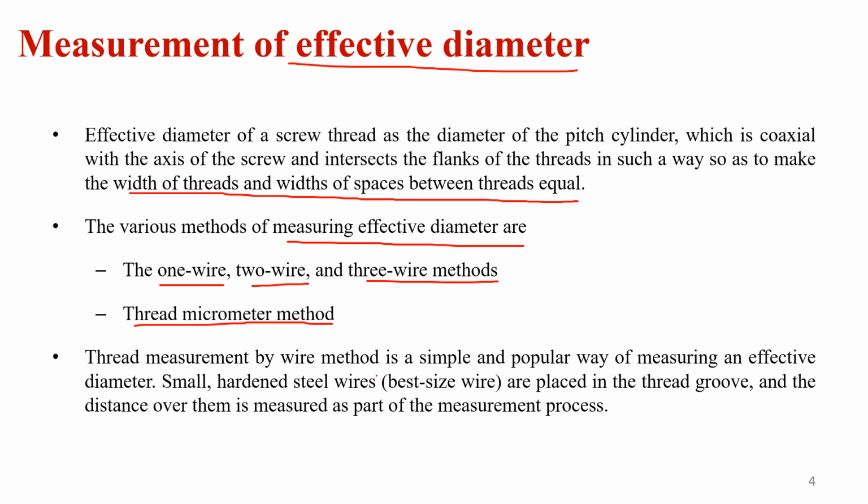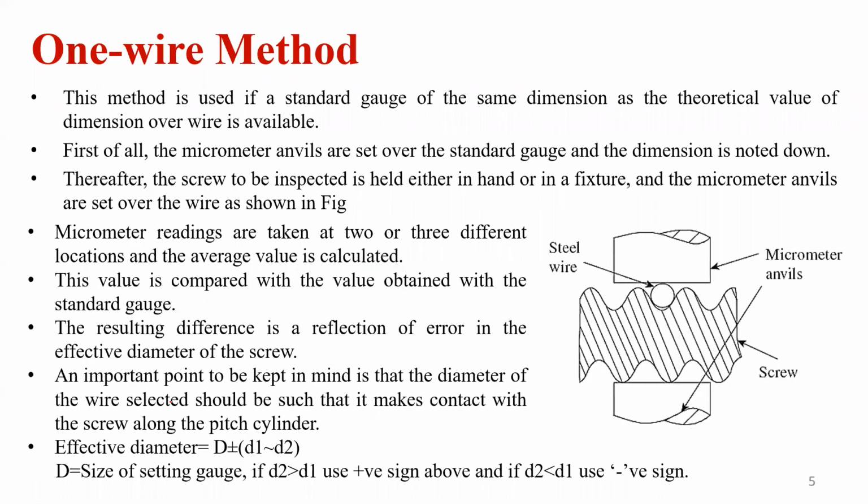The thread measurement by wire method is a simple and popular way of measuring the effective diameter. In this we use steel wires. These are placed in the grooves of the screw thread, and then the distance over the wires is measured as part of the measurement process in calculating the effective diameter. The first one is the one wire method.